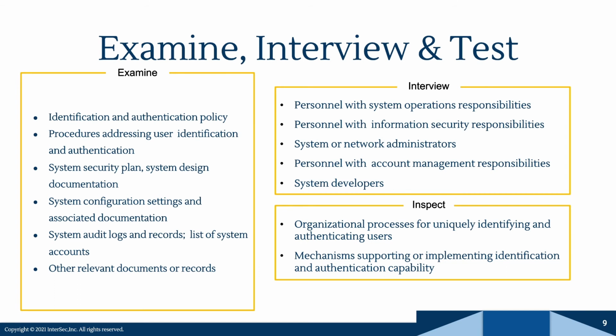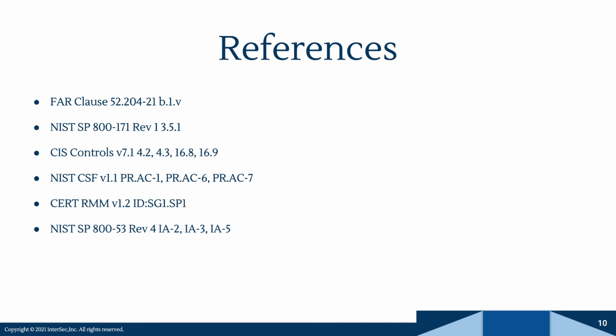The interview method is the process of holding discussions with individuals or groups to facilitate understanding. Here, they might interview your personnel with information system security responsibilities. The test method is the process of exercising assessment objects under specific conditions. Here, they might inspect your organizational processes for uniquely identifying and authenticating users. These are the references to other security standards related to IA.1.076. You can use these as a mapping mechanism to see how your existing standards match up to the CMMC side of things in regards to your organization.